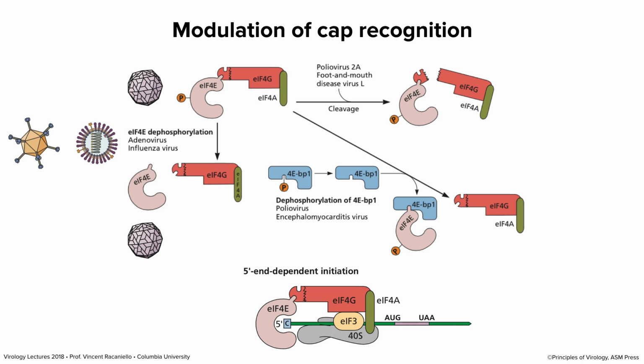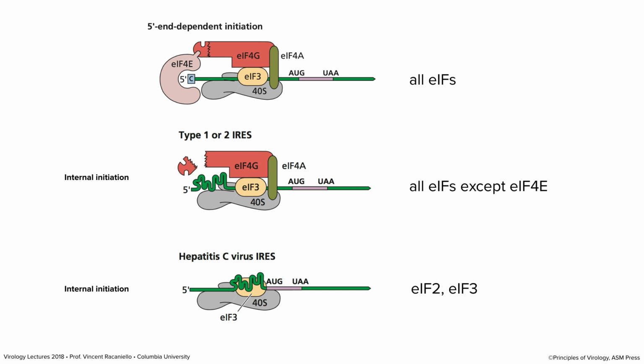Now you may be wondering why polio and other viruses, why would they induce cleavage of EIF4G if that's an integral part of the translation initiation pathway? Well, it's because those virus mRNAs do not require a cap. They don't have a cap. All the picornaviruses do not have a cap. Hepatitis C virus, there's no cap. So they don't care about the cap binding protein.